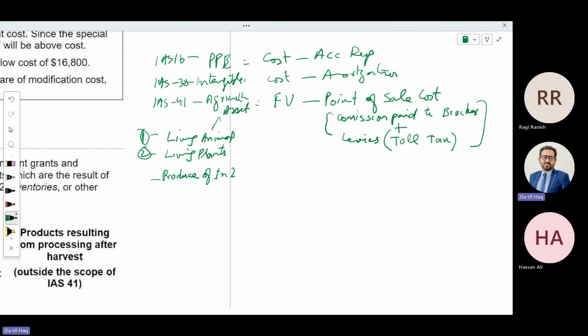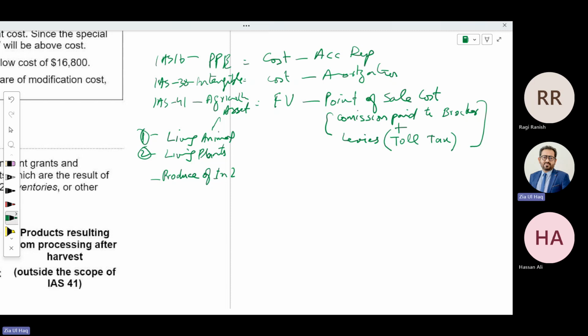And we cannot sell directly. There are some brokers available in those markets. Through them you will sell, or you need to register your business as a broker. And if you are selling through any broker, you need to pay commission to that broker, the agent who is helping to sell these products. Plus levies.